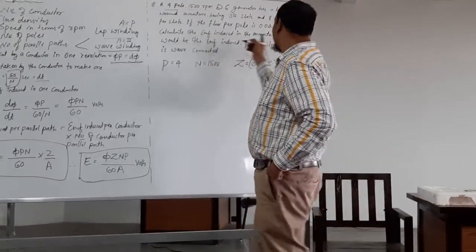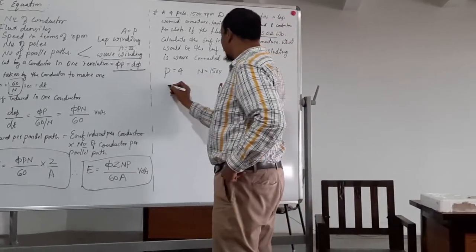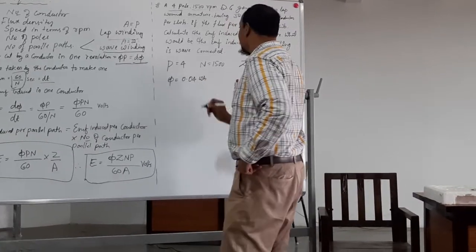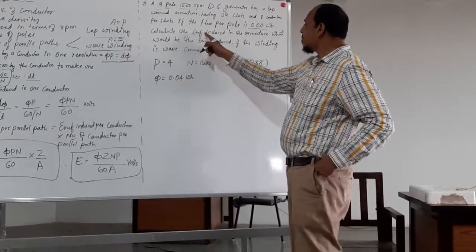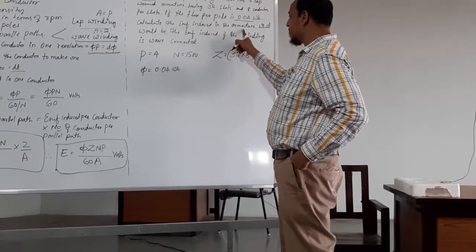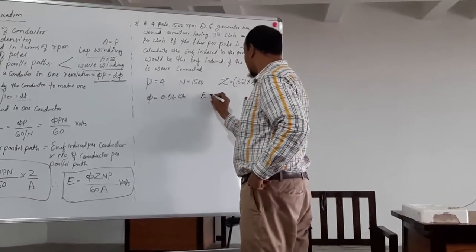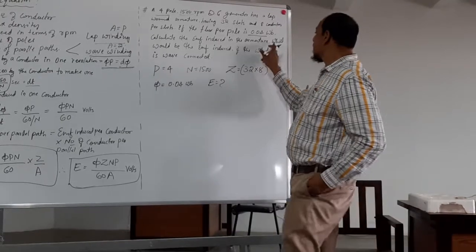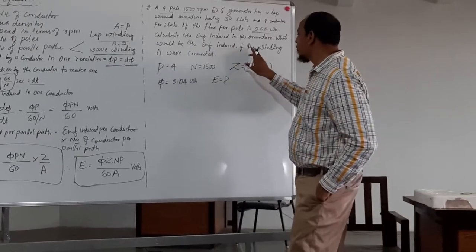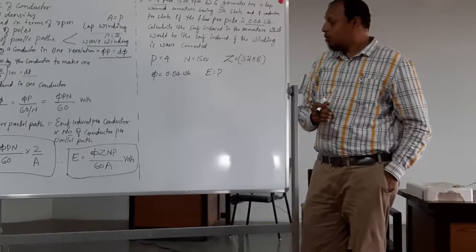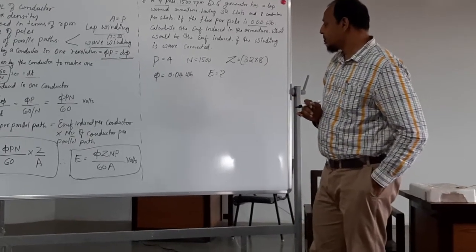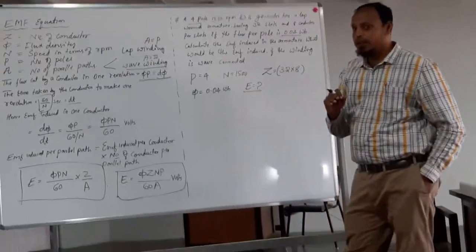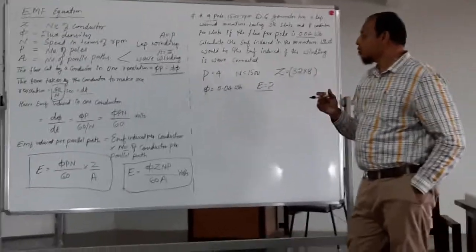Then what is the other given data? The flux is given, that is 0.04 Weber, and it is asked to calculate the EMF induced in the armature. So the question is we have to calculate the armature EMF, and what would be the EMF induced if the winding is wave connected. So the difference we have to observe here is the EMF induced in the armature for lap winding and when it is wave connected.